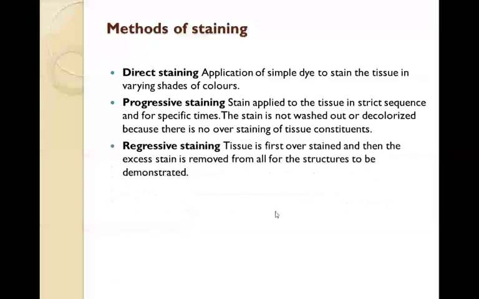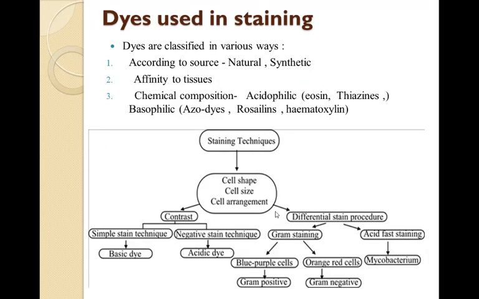While in the regressive staining, what happens? The tissue is first overstained, then the excess stain is removed. As in the gram staining, we know the decolorizing agent is used and it removes the stain from all of the structures to be demonstrated under the microscope. So these are the methods of staining that are commonly used, and we are all familiar with these methods as biotechnologists.